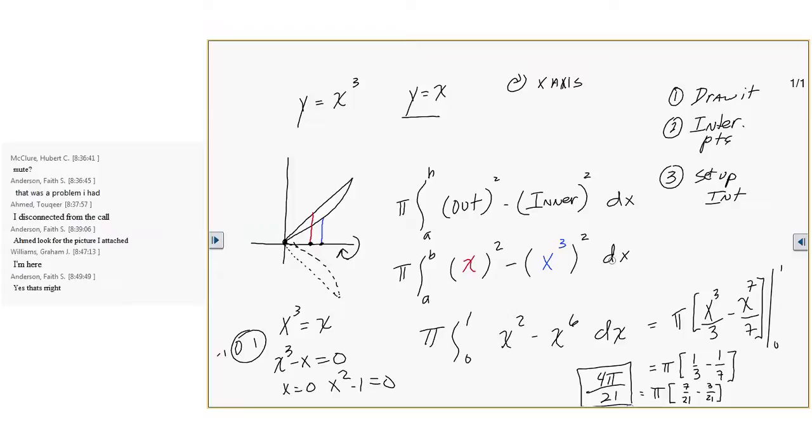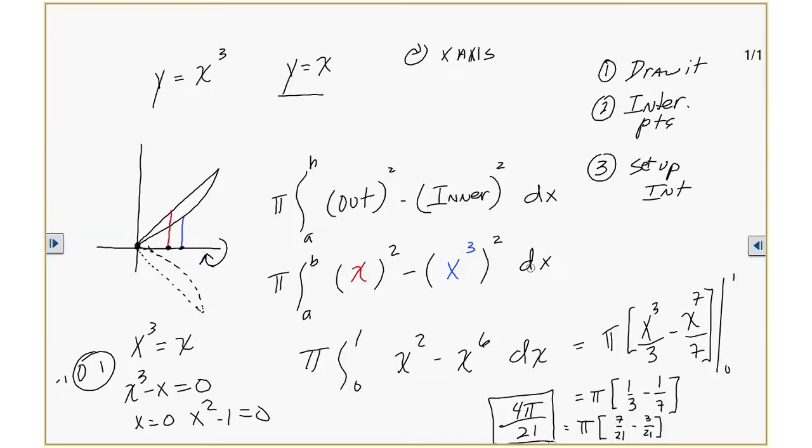Now that's your basic, I guess you'd call it a disc. I mean a washer. Volume by washer, because you've got an inside radius and outside radius.